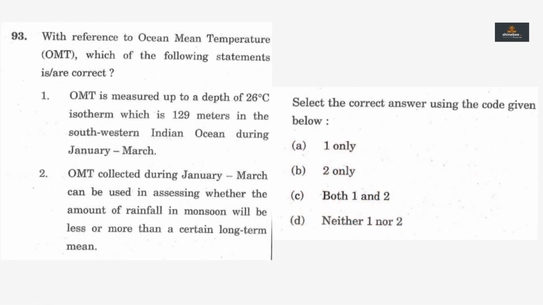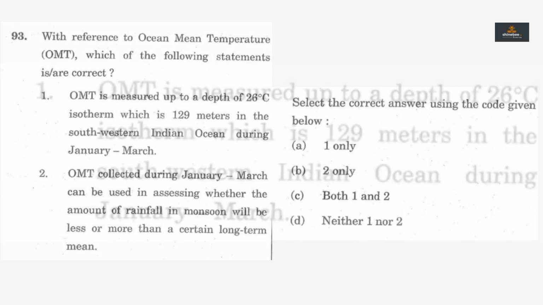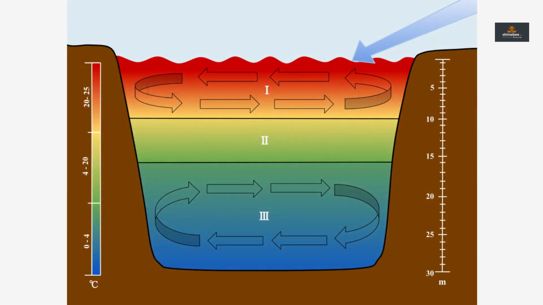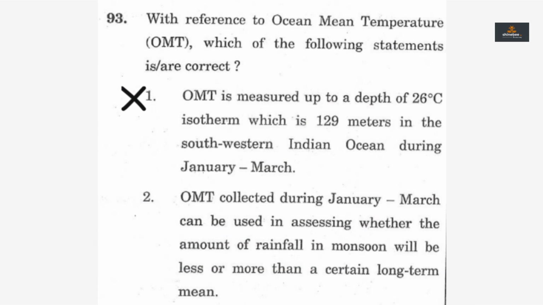The question on ocean mean temperature, that is OMT, in 2020 prelims. Statement 1 in this question says that in southwestern Indian Ocean, 26 degrees Celsius isotherm is at the depth of 129 meters. Use your common sense here to reason that how can the depth of isotherm in ocean be so discrete? Because in ocean, water in every part of it is constantly moving and mixing among themselves. And because of this, depth of isotherm in ocean water cannot have discrete value but a range of values. Therefore, statement 1 is incorrect.